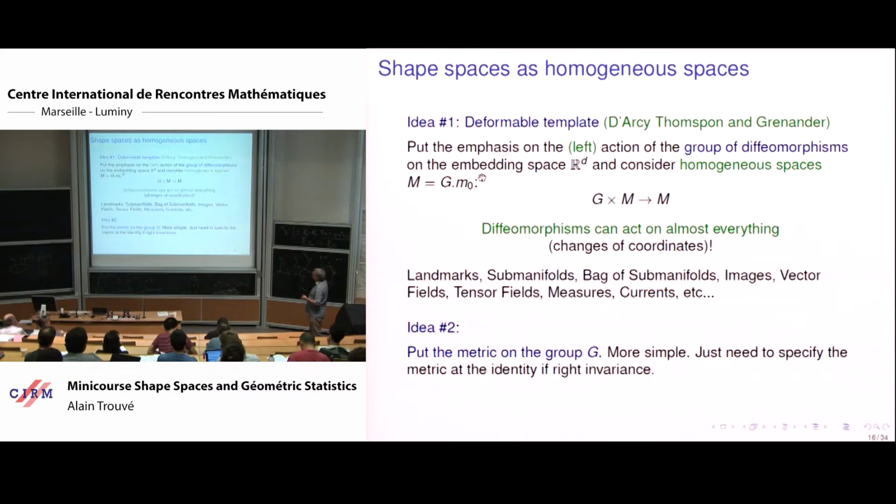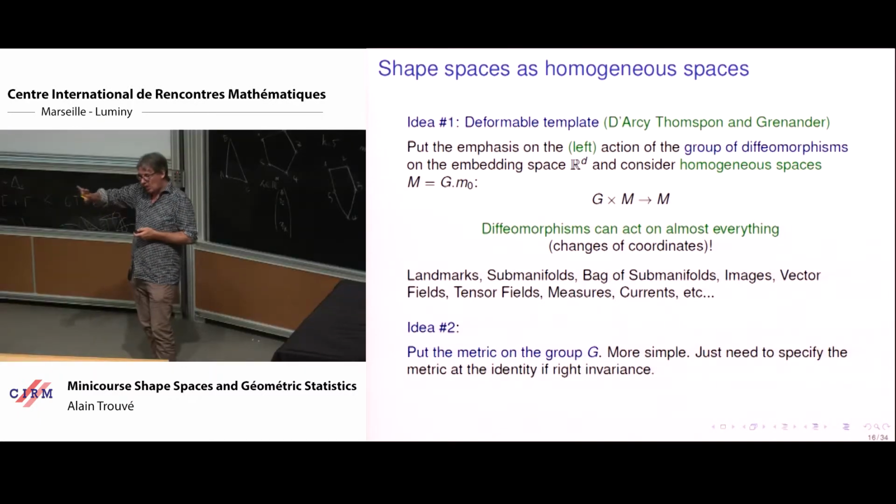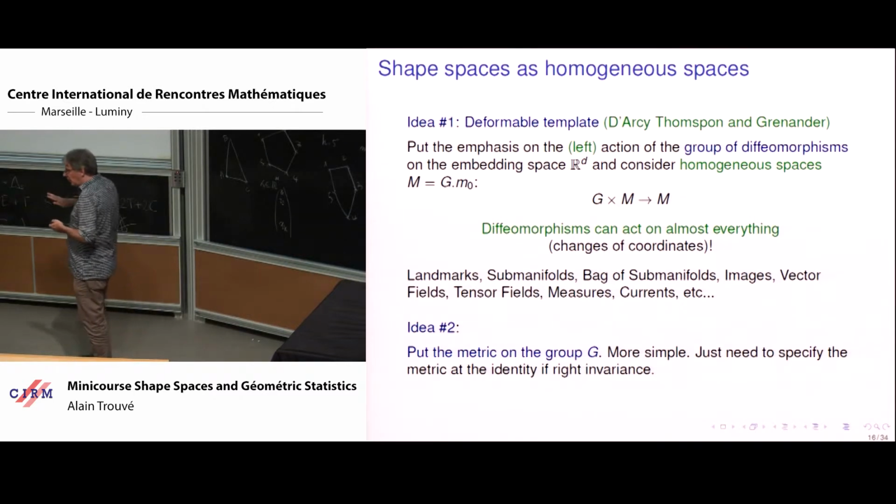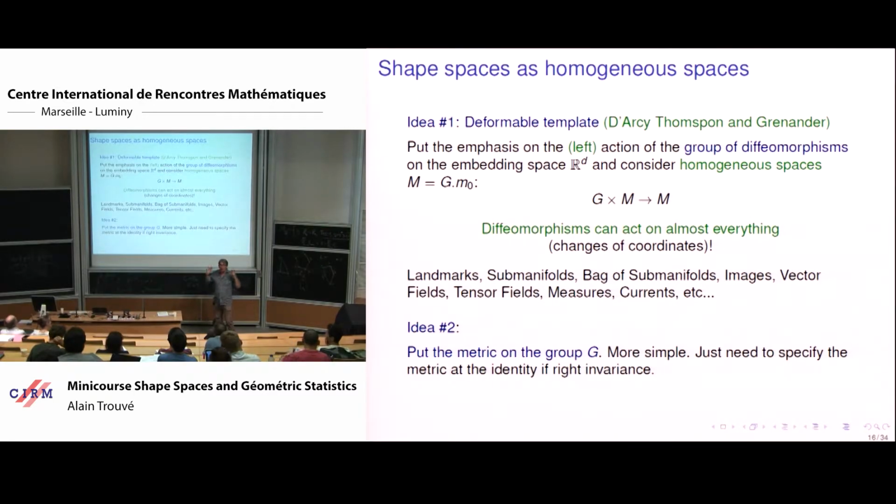Okay, I have 5 minutes, so I need to go faster. This is the whole idea of deformable templates. So here we say that the shape space will be the orbit under the action of a very big group, the group of deformations. It will be the group of diffeomorphisms. So you could say that's a different idea. Now this will be a homogeneous space.